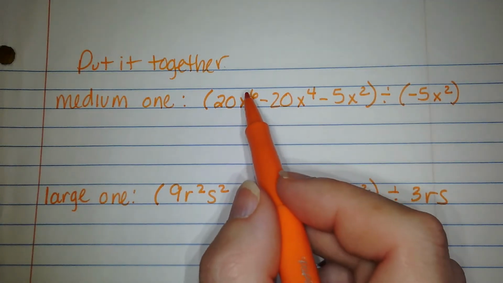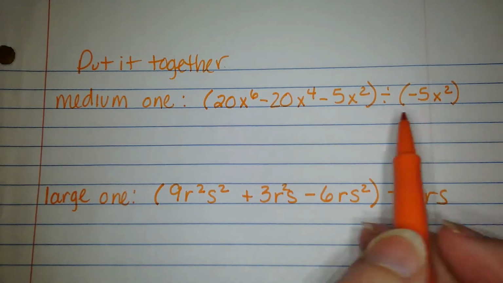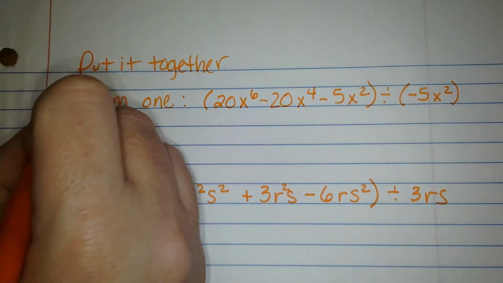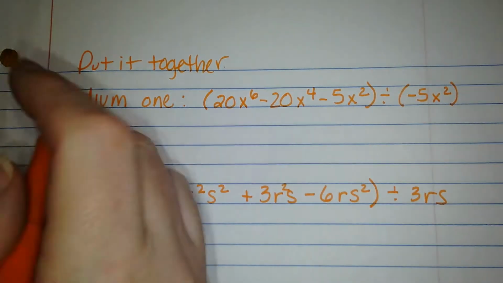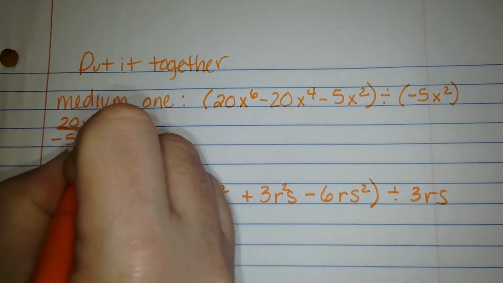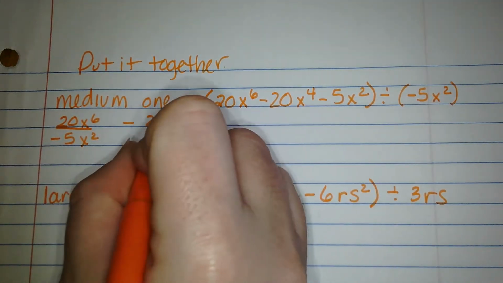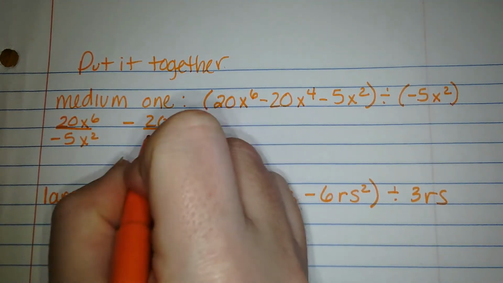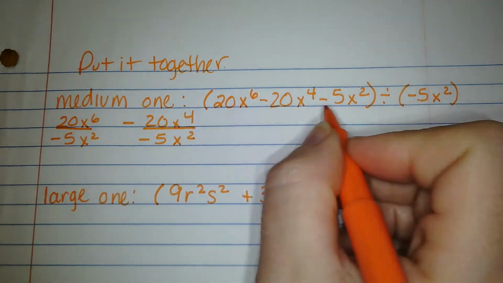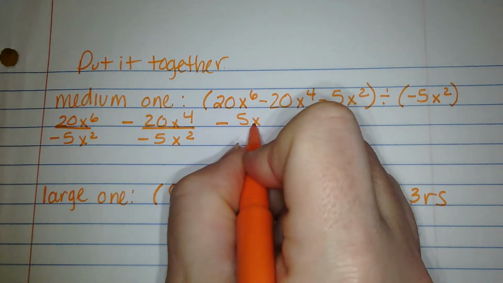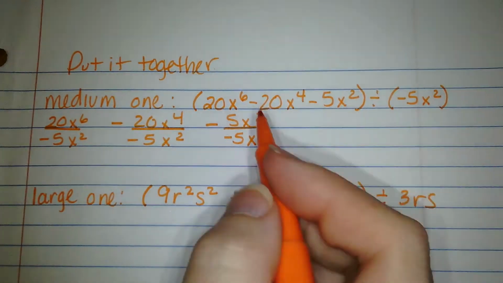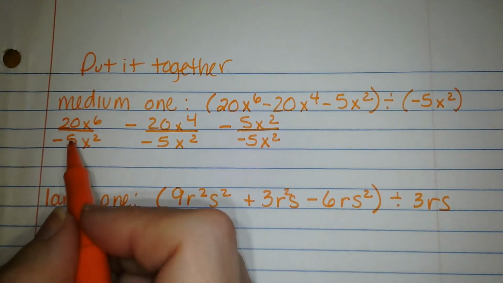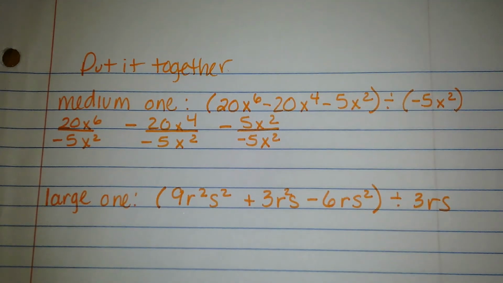So we're going to talk about splitting these up first. So we're going to take 20x to the 6. I'm going to write it over here. And we're going to divide that by negative 5x squared. Then we're going to rewrite minus 20x to the 4th over negative 5x squared. Then we're going to write minus 5x squared over negative 5x squared. Okay?